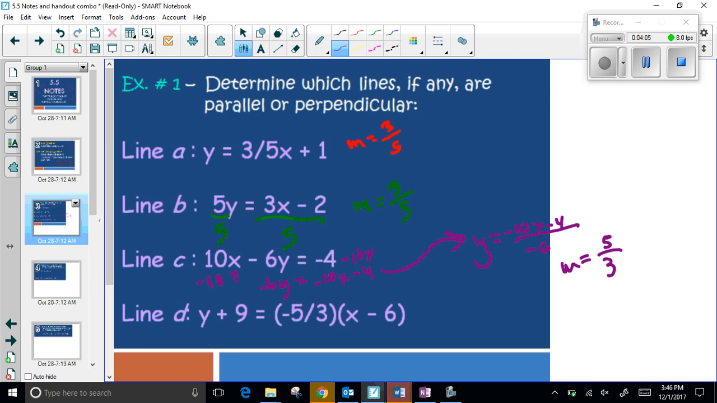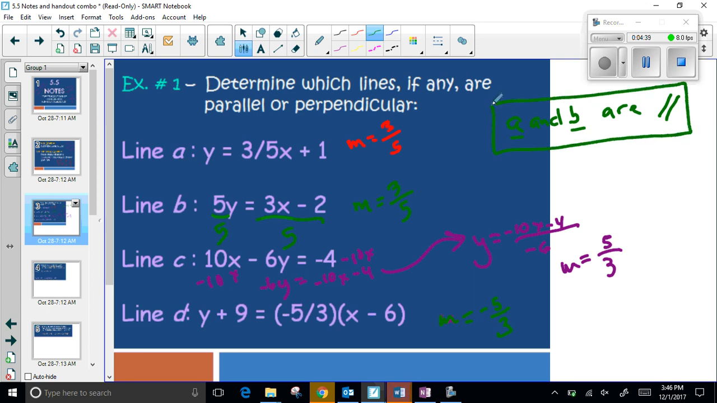And then the last one, this is in point slope form. So I can see this slope right here, and the slope for this one is a negative 5. Okay, so which ones are the same? Which ones are different? I can look here and I see both of these are the same. So A and B are parallel, okay? And parallel is like these two lines kind of going together like that.